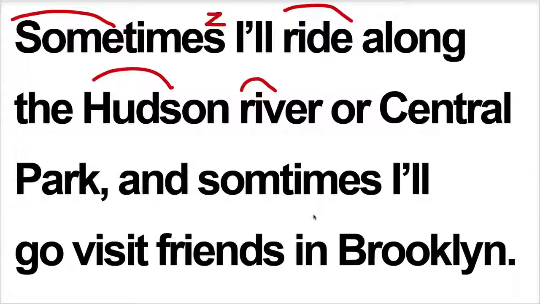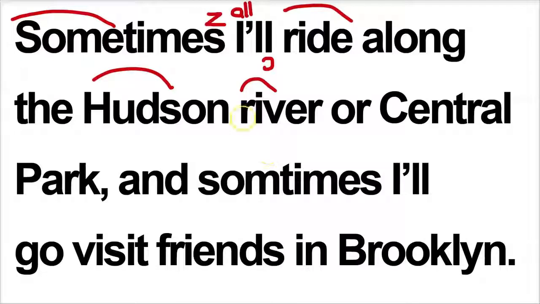I didn't say I'll. I said all. So it sounded a lot like this word. In fact, it sounded just like this word, all. I used the aw as in law vowel. Sometimes I'll ride. So I reduced the contraction, which is already a reduction of I will, to all. Sometimes I'll ride along the Hudson River. The Hudson River.